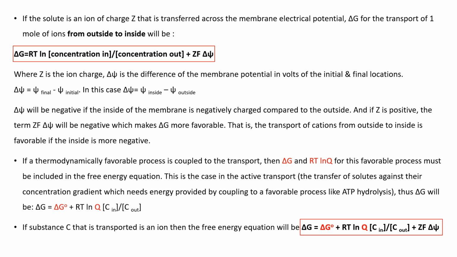Thus, delta G will equal delta G naught of this favored process coupled to the reaction, plus RT ln Q of this favored process, multiplied by the concentration inside divided by the concentration outside, or the final state. And if this substance C is an ion, we should add the term ZF delta phi.